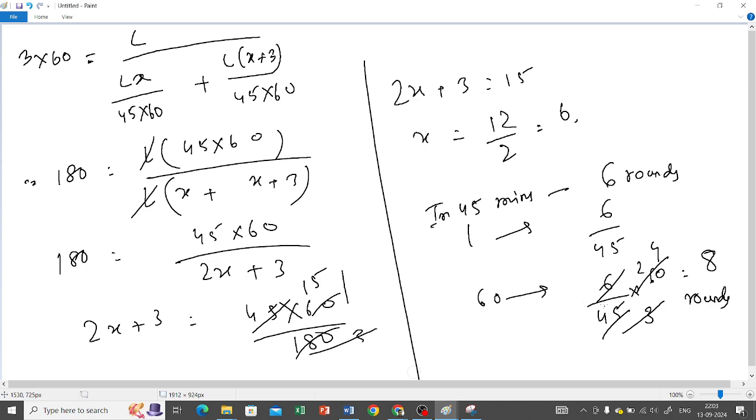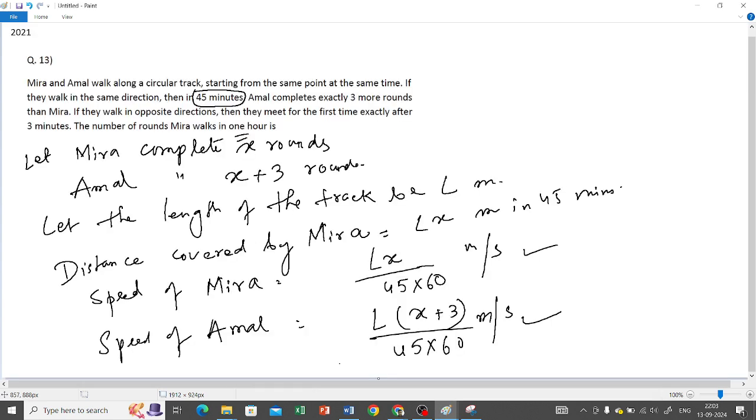Yeah, 8 rounds. Did you understand this sum? I'm explaining it once again. Mira and Amal walk along a circular track starting from the same point at the same time. If they walk in the same direction, then in 45 minutes Amal completes exactly 3 more rounds. So let Mira complete x rounds in 45 minutes, and Amal completes x plus 3 rounds in 45 minutes. Let the length of the track be L meters. So the distance covered by Mira is Lx meters in 45 minutes. Did you understand this part? Please respond.